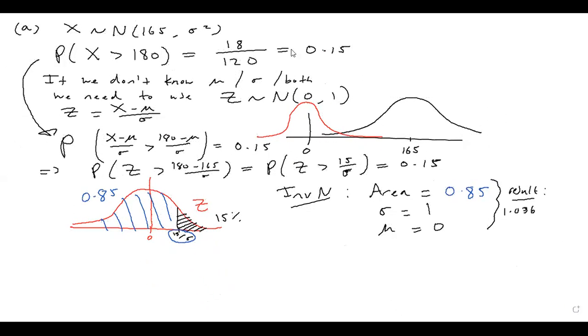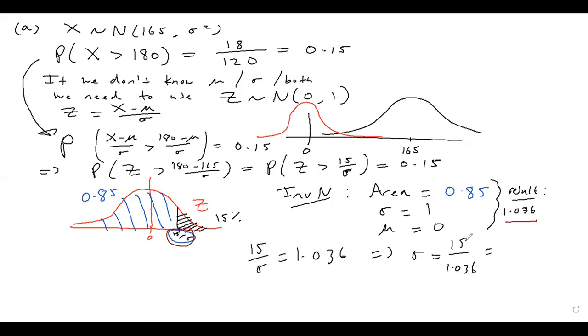Okay, right. So that means that this number on the x-axis, like this number we had on our x-axis over there, is going to be equal to this. Okay, so that means that this 15 over sigma is equal to 1.036. So therefore, that means that sigma is going to be 15 over 1.036.